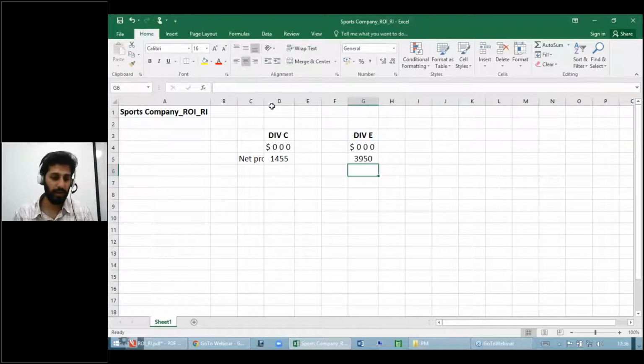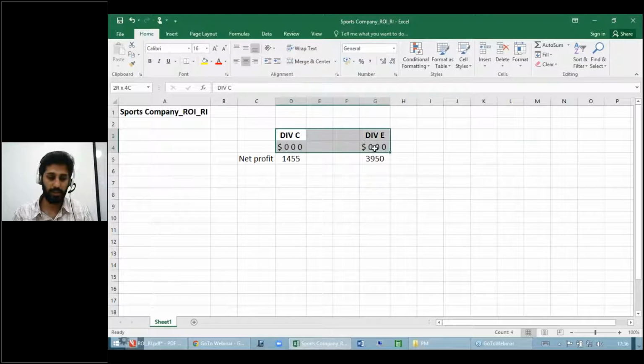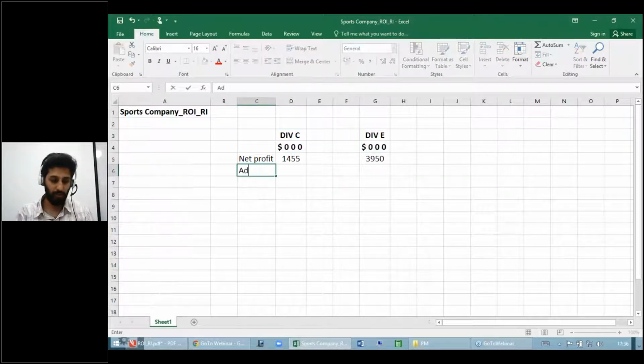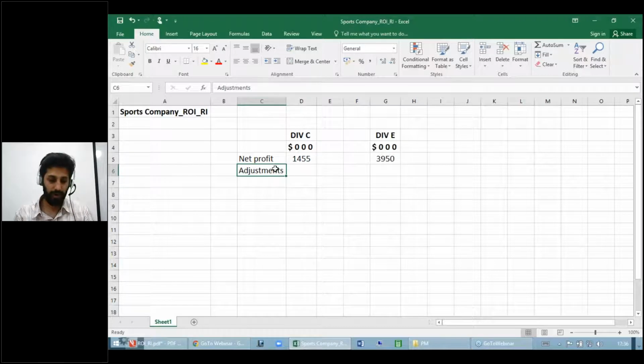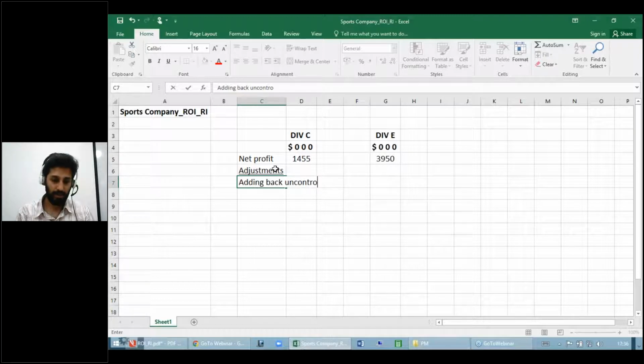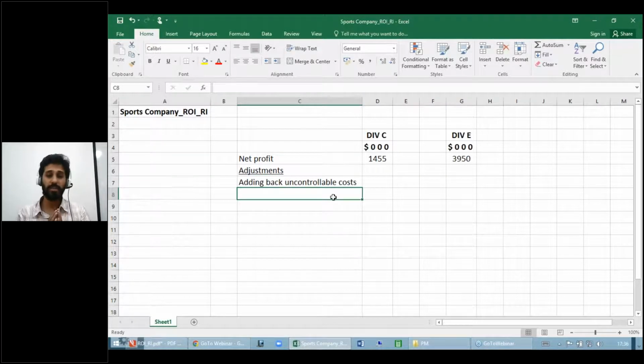So this is my net profit. Now I have to make the adjustments. You can freely write, that is, adding back uncontrollable costs. I am writing it in order to show my examiner, my checker, that I know something. All right. So adding back uncontrollable cost.